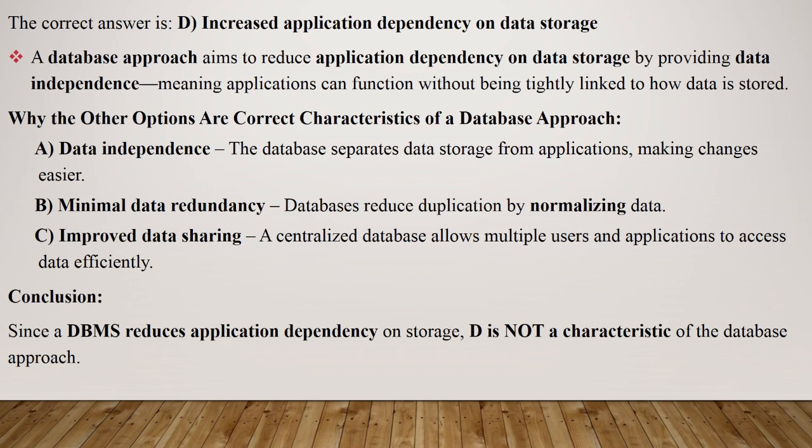B. Minimal data redundancy. Yes, data redundancy is available, but it's reduced or minimal. Database reduces duplication by normalization. C. Improved data sharing. Yes, data sharing is also improved because of a centralized database. This centralized database allows multiple users or concurrent accesses, and applications to access data efficiently. Because of this, D is the answer.